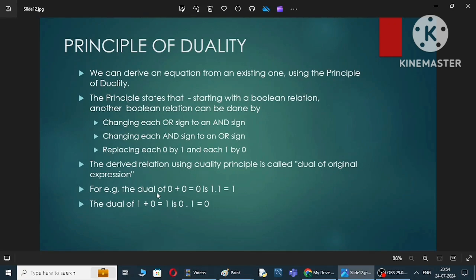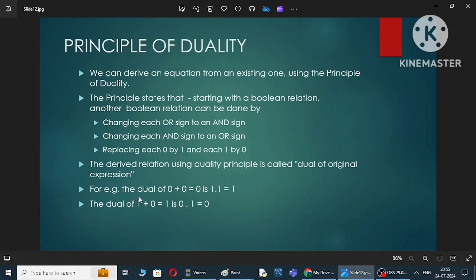So an example is also given. There is an expression stating 0 plus 0 equal to 0. So apply the principle of duality. According to the principle of duality, 0 should be changed to 1, 1 should be changed to 0, plus should be changed to dot and vice versa. So 0 changed to 1, plus changed to dot, 0 changed to 1. So 0 plus 0 equal to 0 is an expression from which we have derived another expression, which is called the dual of the original expression. The derived expression is called the dual of the original expression.